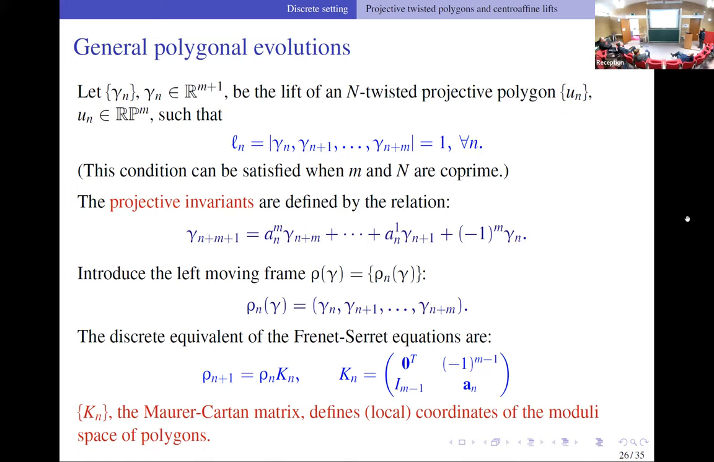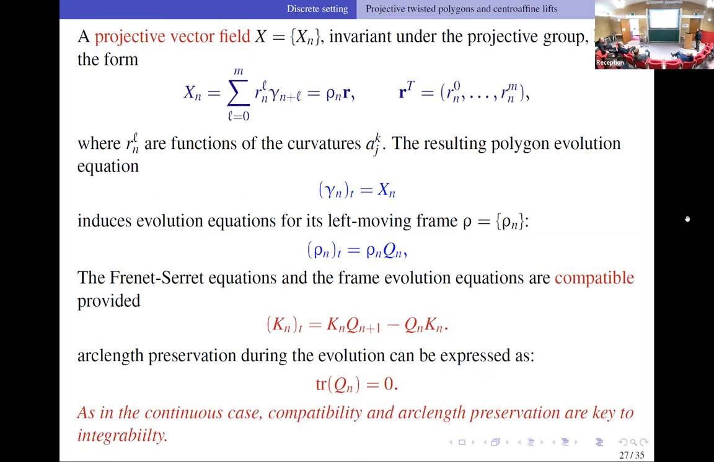I write down the discrete analog of the Frenet equations, and this is my Maurer-Cartan equations. And there are theorems that say this completely encodes the invariance of the curve. So you will be able, from the knowledge of this coefficient A n, to reconstruct your polygon up to a rigid motion, meaning an action of the loop. Amazing.